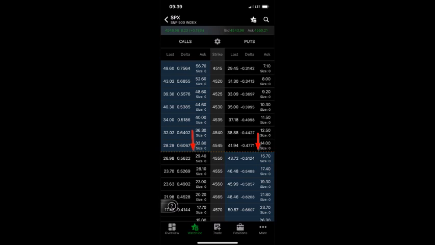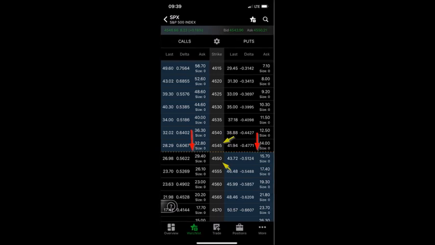Notice the strike prices on each side of the yellow dashed line are 4545 and 4550, which makes sense because the price is now 4546.66. So the current price is in between those two prices.